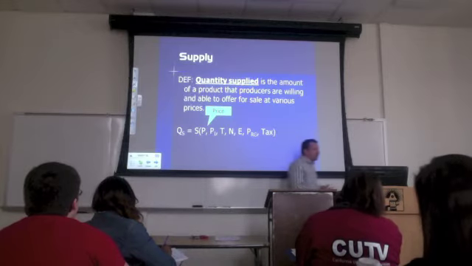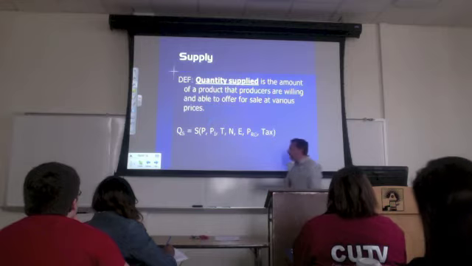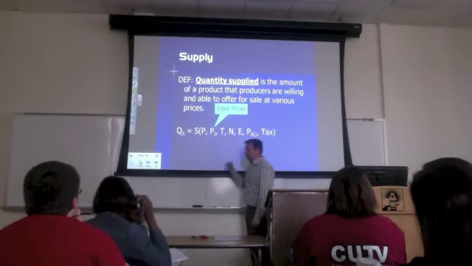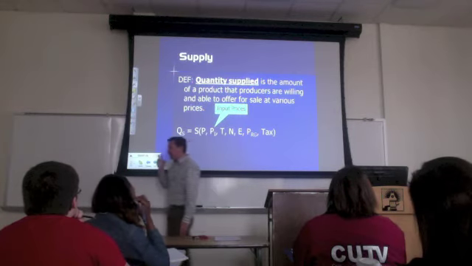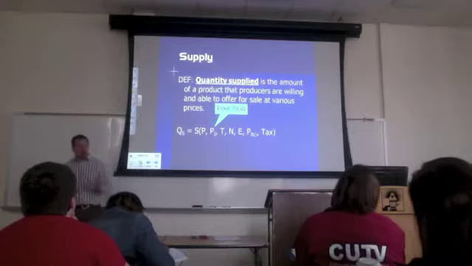Because I'm trying to maximize profits, right? So holding everything else constant, if I can sell at a higher price, that would increase my profits, right? It's more revenue for me. So at higher prices, I would want to sell more. The PI in my function here, that represents input prices.